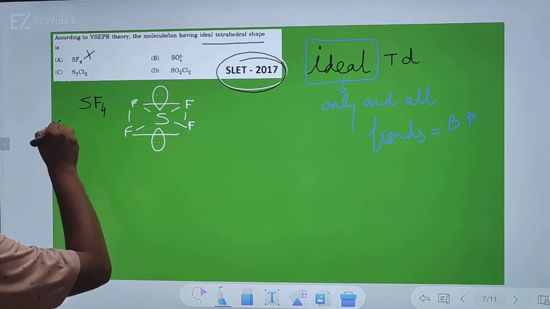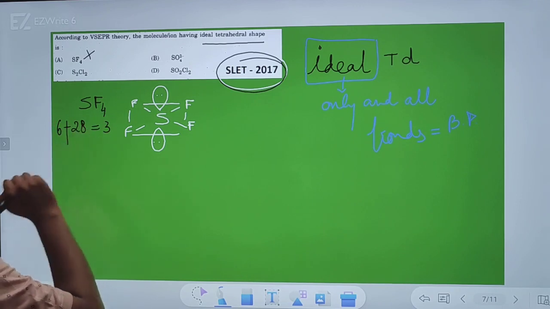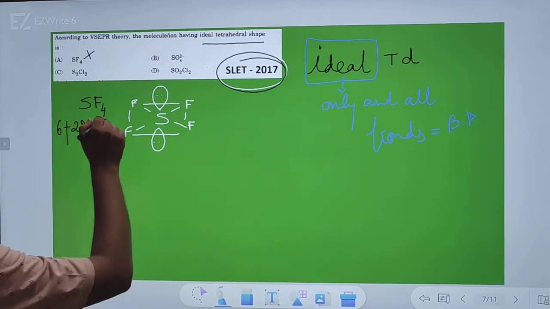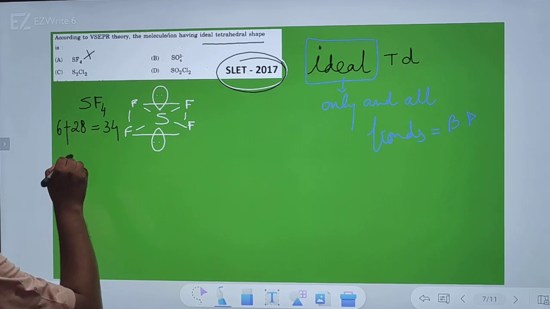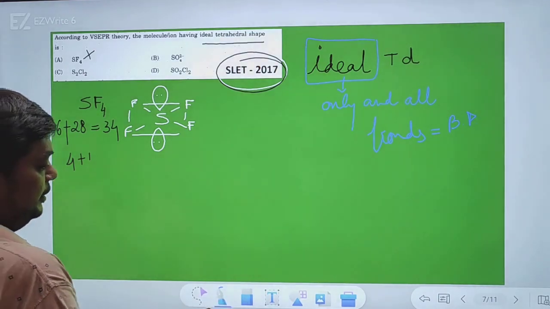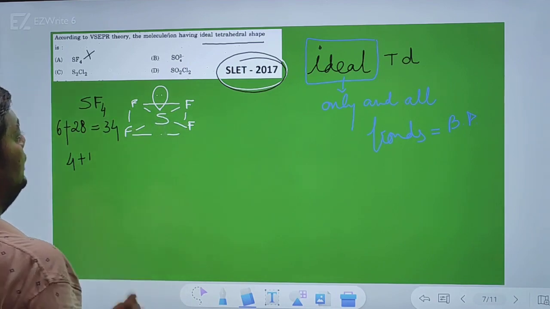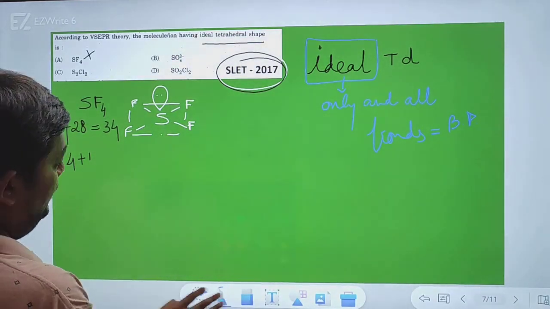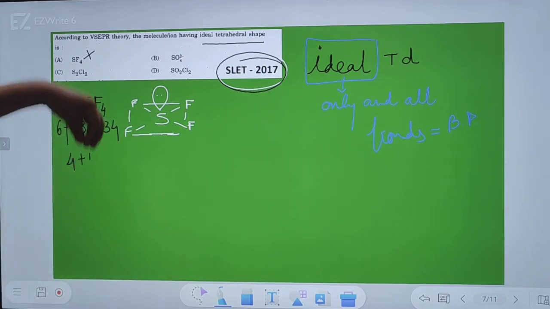How? 6 from sulfur, 7 4 times 28, so the total itself is 34. Friends, I have made a little bit of a mistake over here, but I will rectify it. 34, so it is 4 bond pair and 1 lone pair, and as it is only 1 lone pair, I will just be eliminating this lone pair. Then also my concept is right, that it's a square planar shape and a square planar pyramidal geometry, so it will not fall in this category.